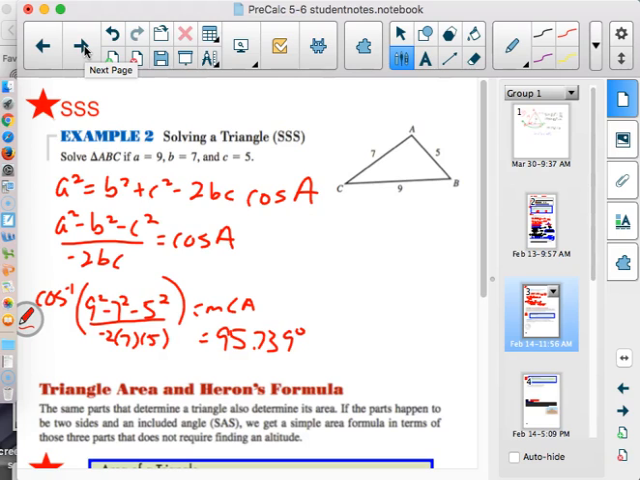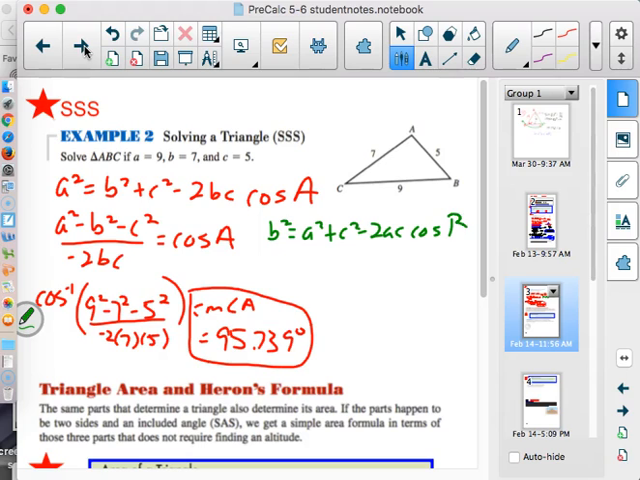Is that enough for us to just start subtracting from 180? No. So I'm going to have to do this at least one more time. I'm just going to stick with alphabetical order. Are we going to need to use this to find B? We don't need to store it this time. We have no use for this angle when we're trying to find the other ones. So B squared equals A squared plus C squared minus 2AC cosine of B. Again, I just move everything over.